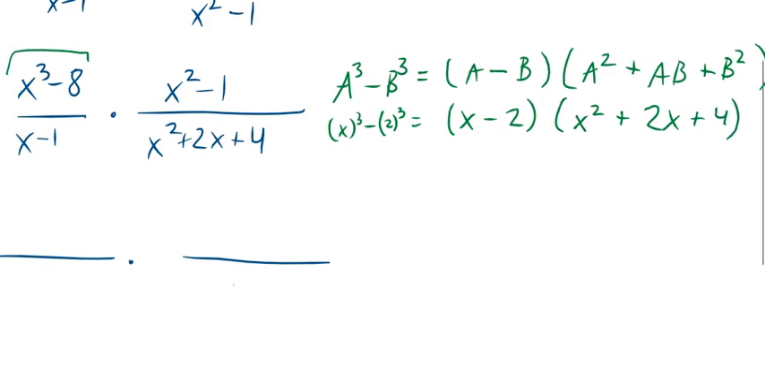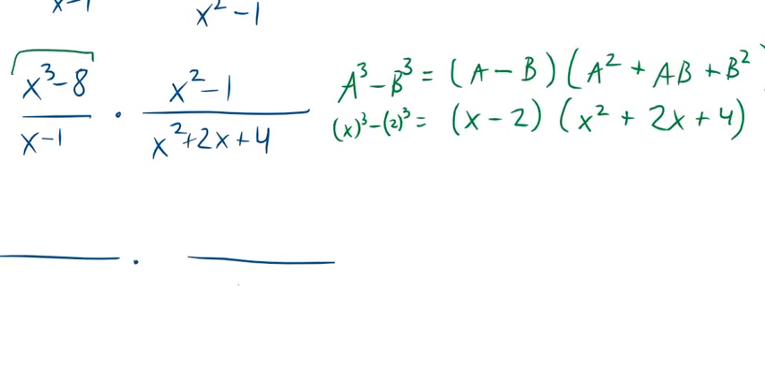So we made it through it. Difference of cubes, we made it through it. This x cubed minus 8 turns into x minus 2 times x squared plus 2x plus 4.